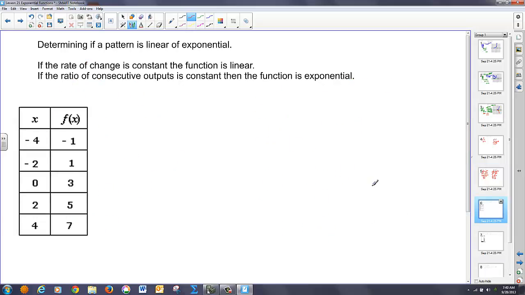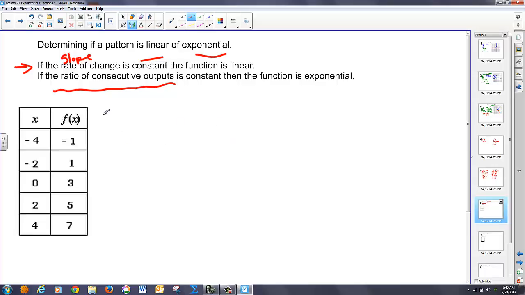Alright, so the next thing we're going to do is determine if we've got a linear or an exponential pattern. Basically, if the rate of change, which means the slope, right, we know that if the slope from point to point is constant, it's linear. If the ratio of consecutive outputs, this is new, is constant, then it's an exponential function.